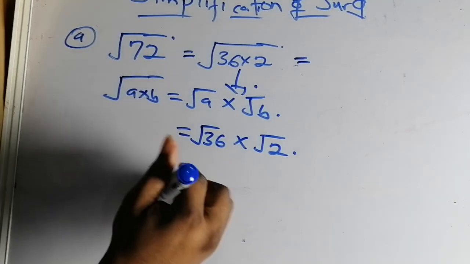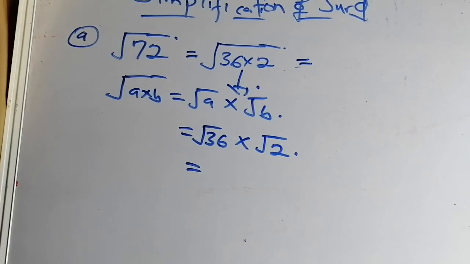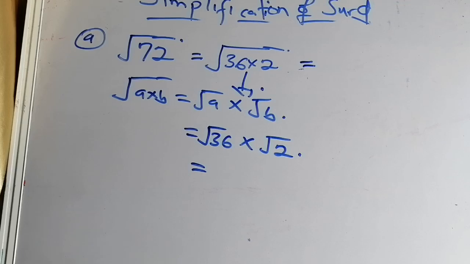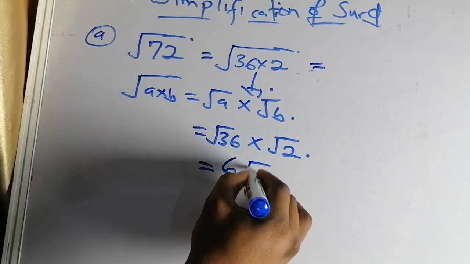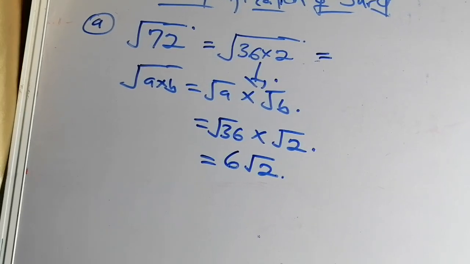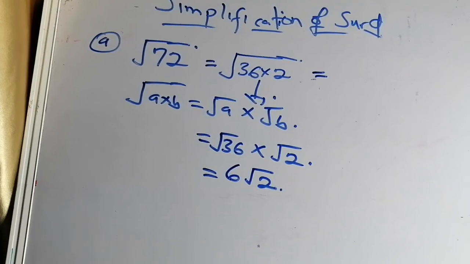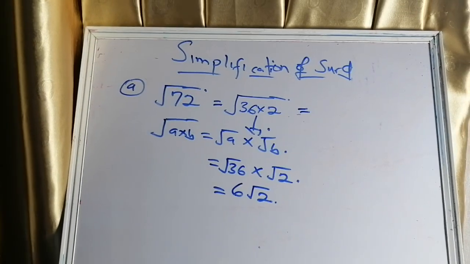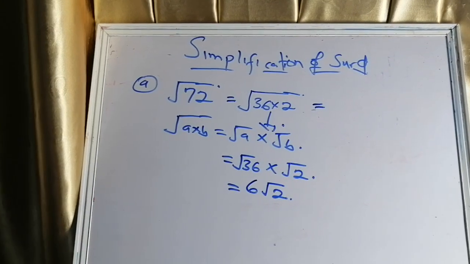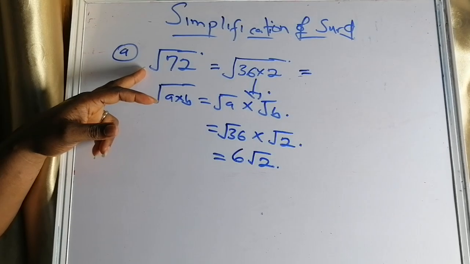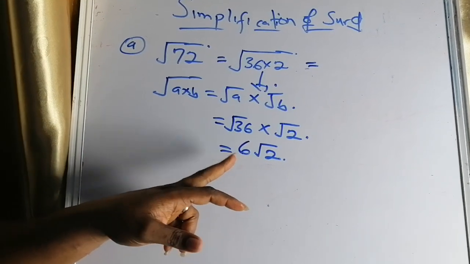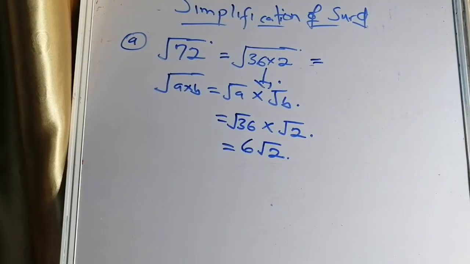Very simple. All I need to do is, we know that root 36 is what? 6. 6 times 6 is 36. So just write 6 root 2. The question I need to ask myself is, can I still break this one further? No, I cannot break it further. So it means I've simplified root 72 to be equal to 6 root 2.